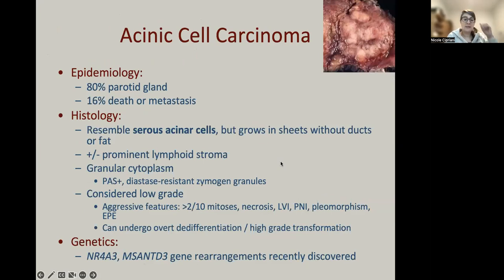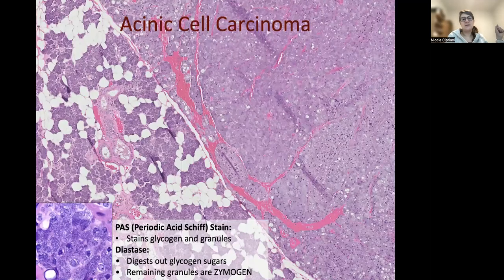All right, moving on to acinic. This is essentially sheets of serous acinar cells, which we now know molecularly have both NR4A3 and MSANTD3 gene rearrangements, kind of recent here, but the morphology of acinic is usually so clear that we don't do the genetics. It's just sheets of these serous acinar cells.